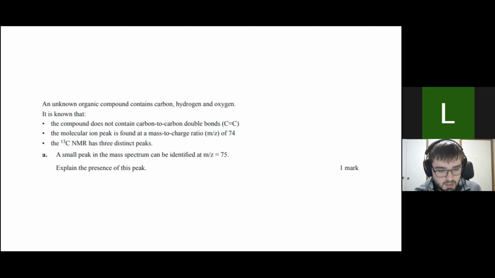So our first one here, we have an unknown organic compound that contains carbon, hydrogen, oxygen. We know that there's no carbon-to-carbon double bonds. There's a molecular ion peak. So remember that the molecular ion is going to be the parent ion, i.e. the biggest ion, the formula that is what the original molecule was, without having any bonds broken or anything like that. It's found at a mass to charge ratio of 74. So it had a mass of 74. And then we find a small peak in the mass spectrum at a mass of 75.